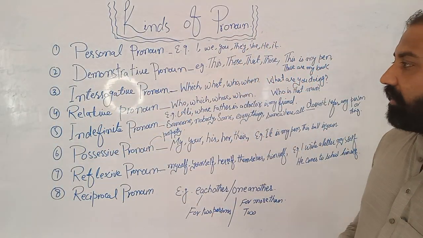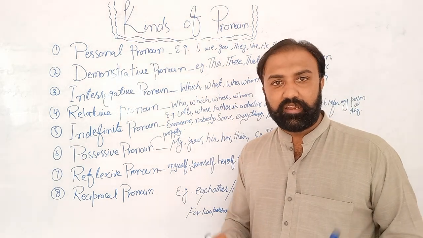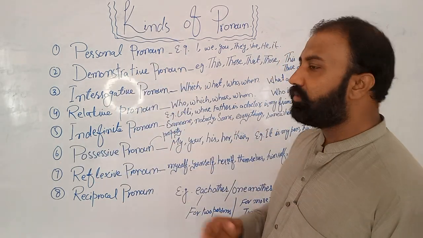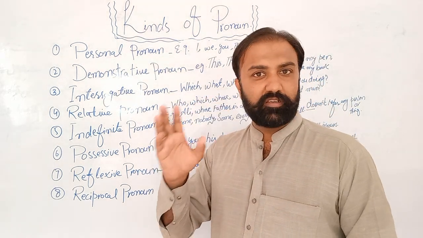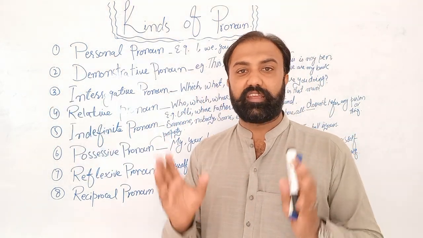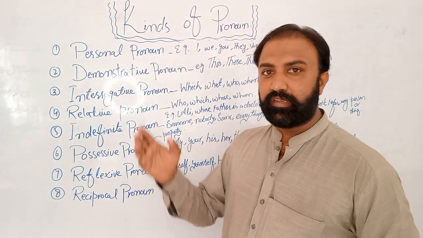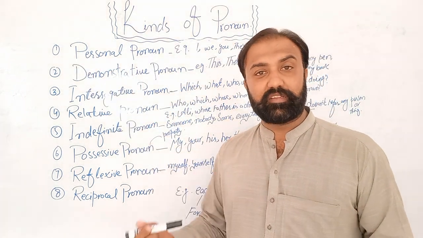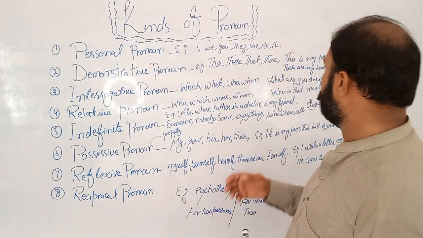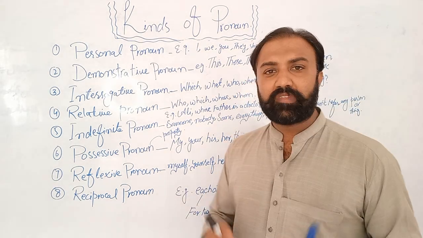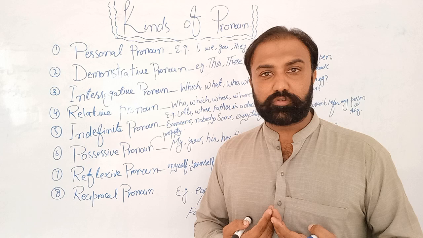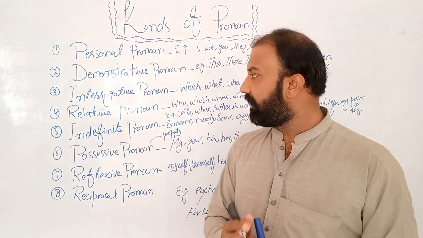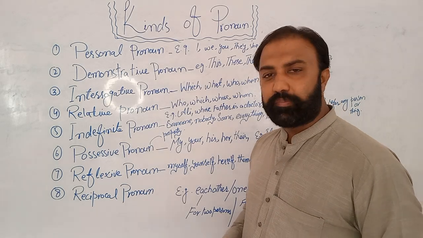Similarly, the second one we have is the demonstrative pronoun. Demonstrative comes from the word demonstrate. Basically, in demonstrative pronouns, we direct attention towards the object, for example, this, these, that, and those. I have written here a few samples. This is my pen. These are my books. Those are my friends. So these are called the demonstrative pronouns.